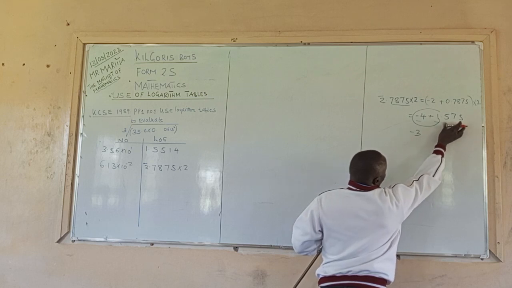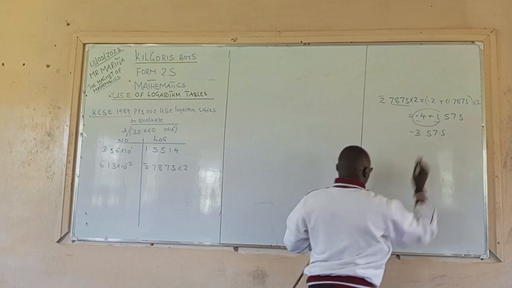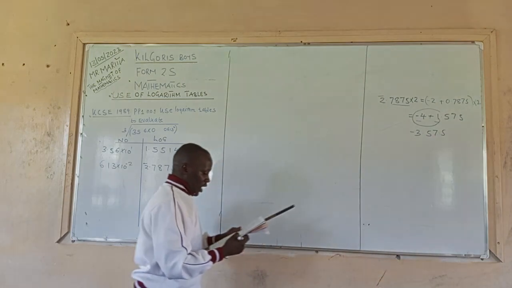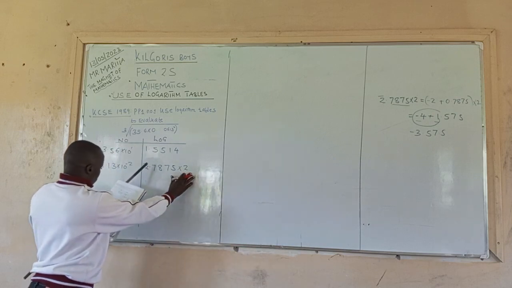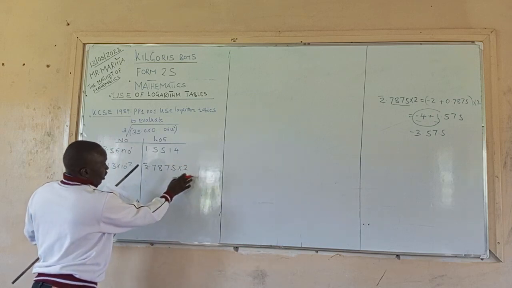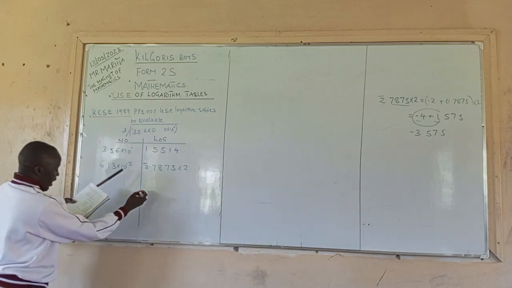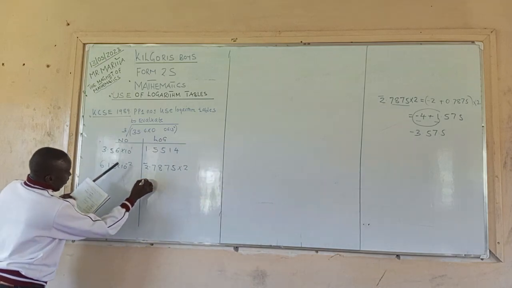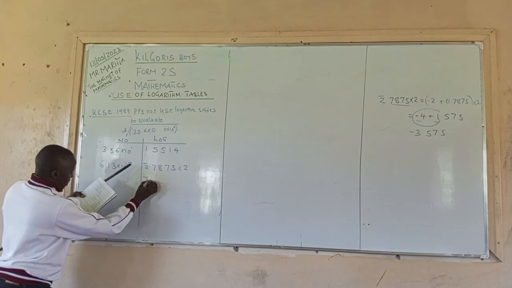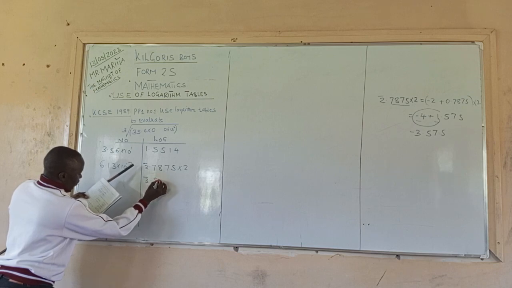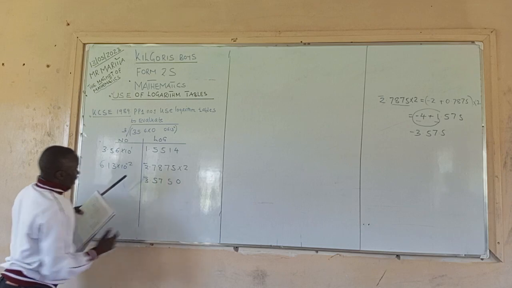Now to combine with the mantissa, we have 0.575. So we have multiplied this one by 2, and we have the final answer as negative 3, that is bar 3, point 5750. So you can have it like that.